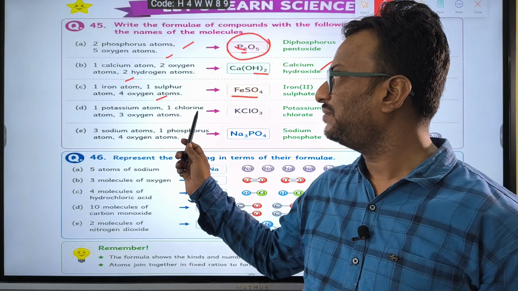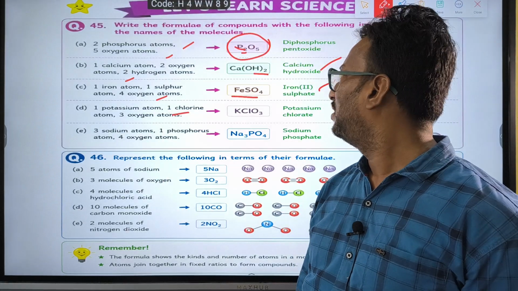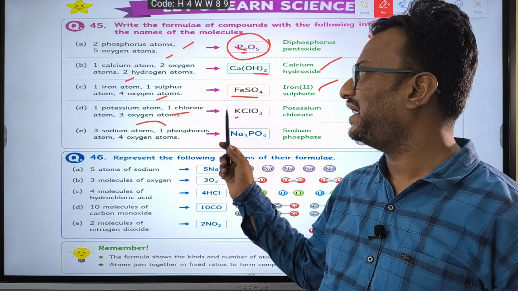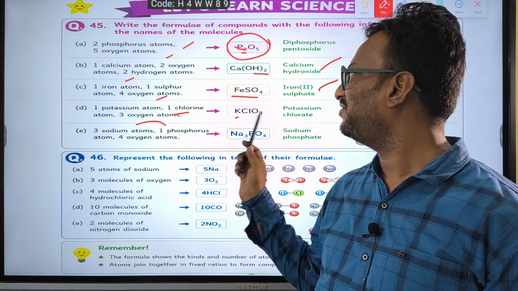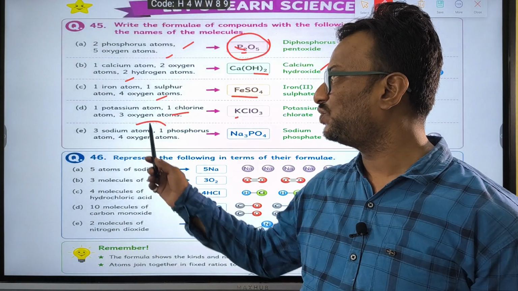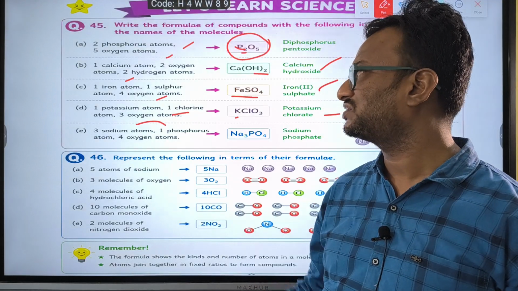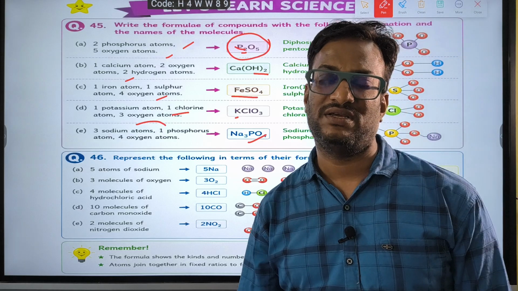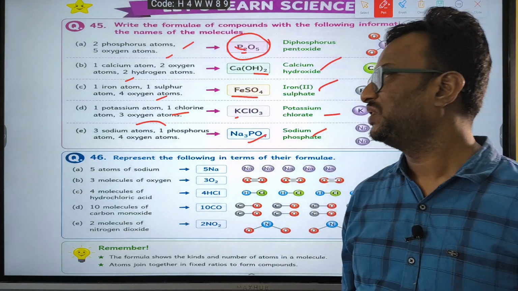1 potassium atom, 1 chlorine atom and 3 oxygen atoms: 1 potassium K, 1 chlorine Cl, KClO3, that is potassium chlorate. 3 sodium atoms, 1 phosphorus and 4 oxygen atoms, Na3PO4, that is sodium phosphate. Likewise, you have to write the formula.